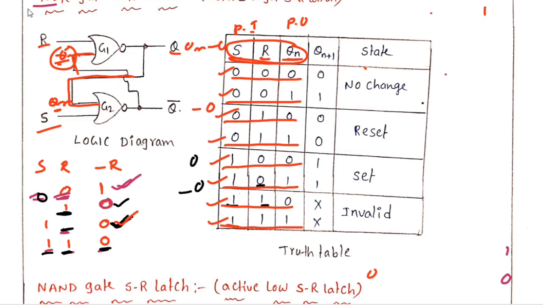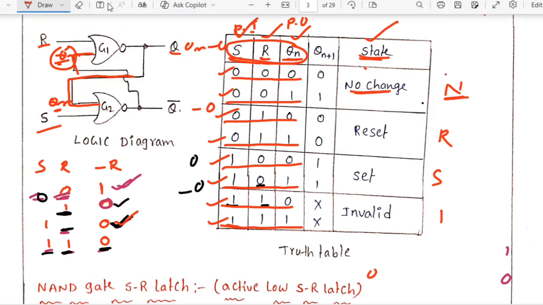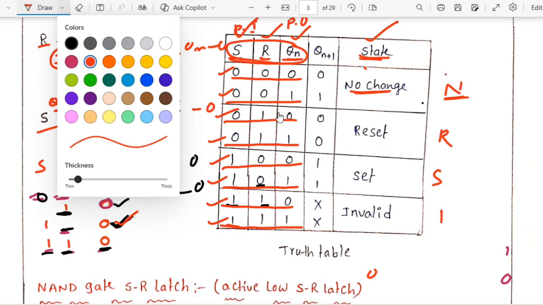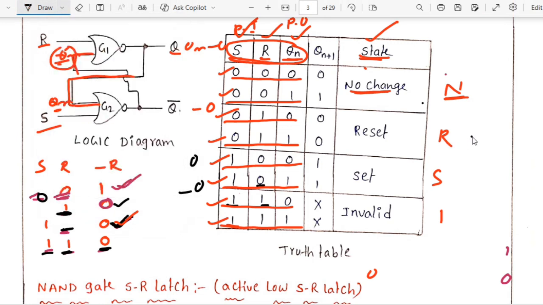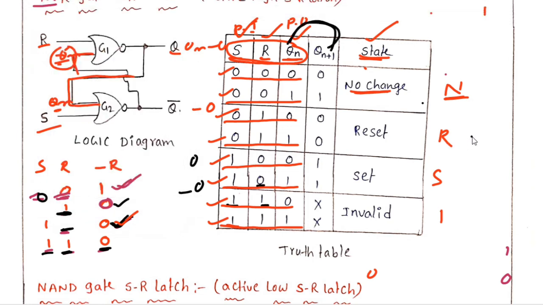So after this is completed, that will come to the state. You should just remember NRSI. N means no change. No change means present input and past output are both the same. Present input is 0, past output is 0. Present input is 1, past output is 1. That's why it is called the no change state.